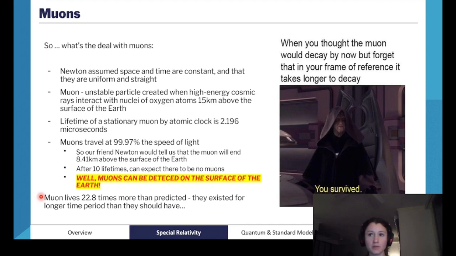Something happened to time and space, and something changed the time and space to allow all of these muons to get to the surface of the Earth. According to the idea that space and time are constant, they would not have been able to get there. In a little bit, we're going to get into what exactly happened to space and time.